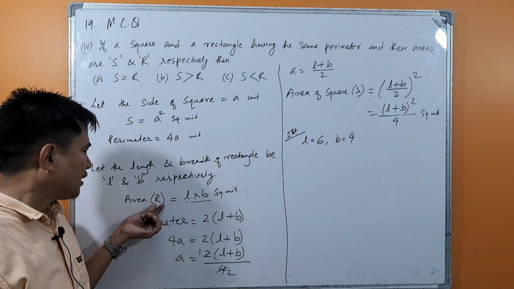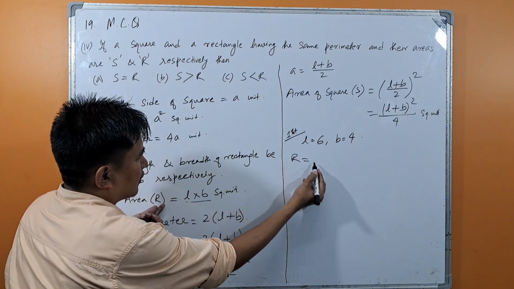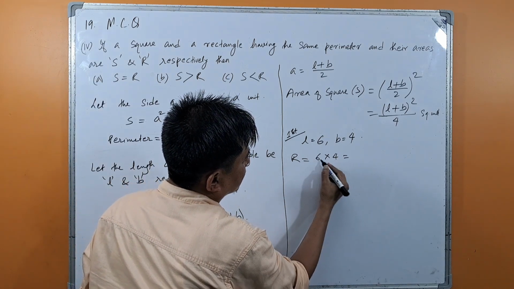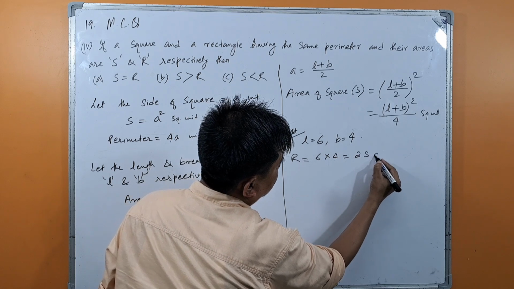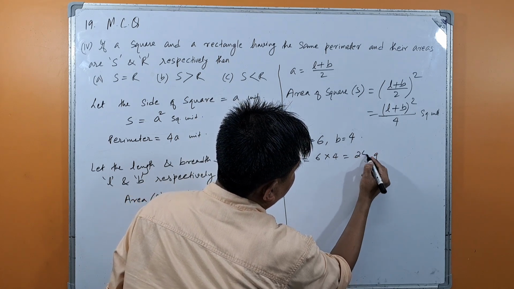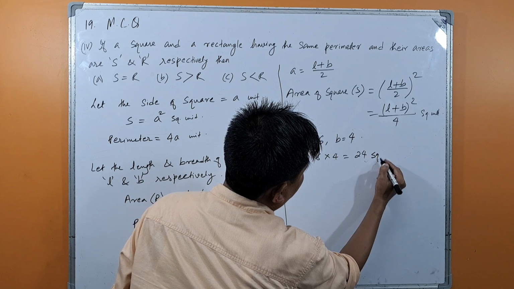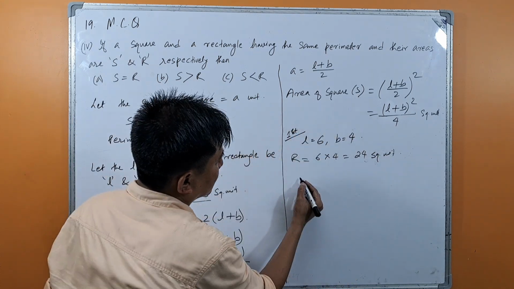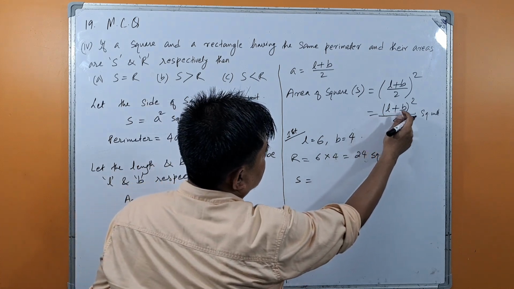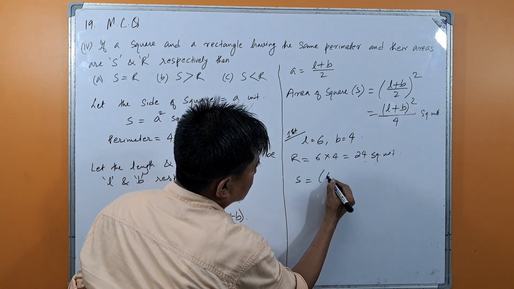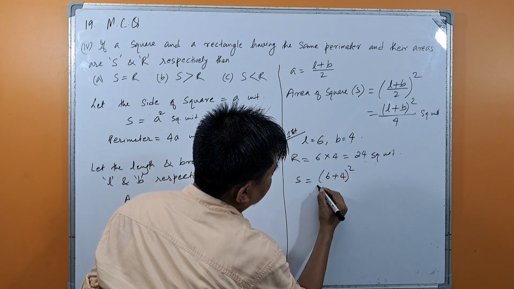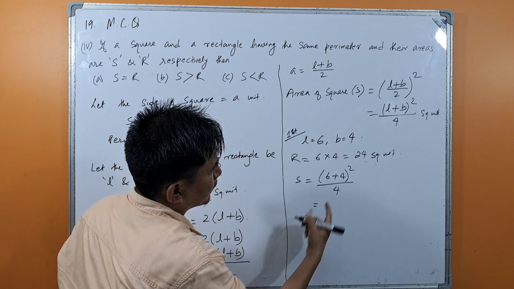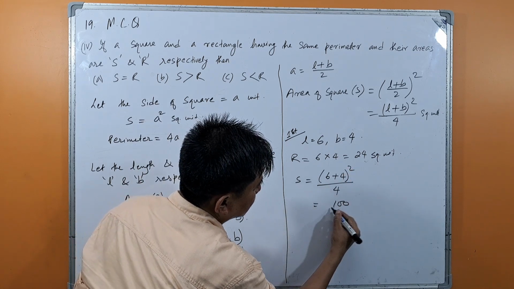So in this case, R, that is the area of the rectangle, equals length into breadth, that is 6 into 4. This will give us 24 square units, isn't it? And area of the square, that is S equal to L plus B whole square by 4, that is 6 plus 4 whole square by 4. So 6 plus 4 is 10. 10 squared is 100 by 4.